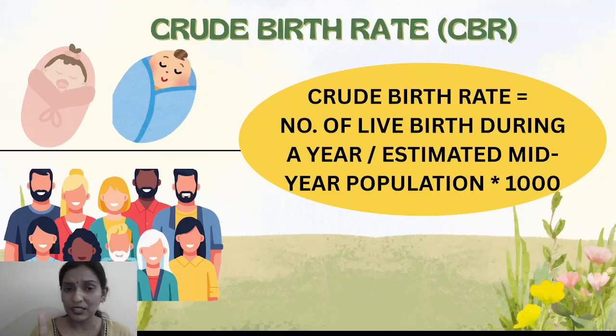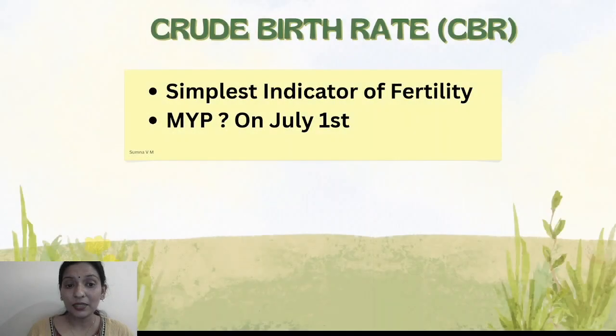Okay. So starting with the first indicator, which is the simplest one, that is your CBR or crude birth rate. Crude birth rate gives a total number of live births. Total live births come in the numerator, divided by the total mid-year population. So the denominator has the whole population, and the numerator has only the total number of live births. So this is your crude birth rate. And when I say mid-year population, it is a population taken on July 1st.